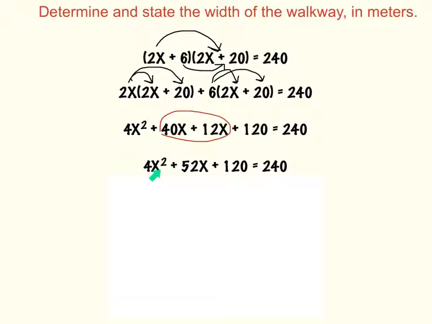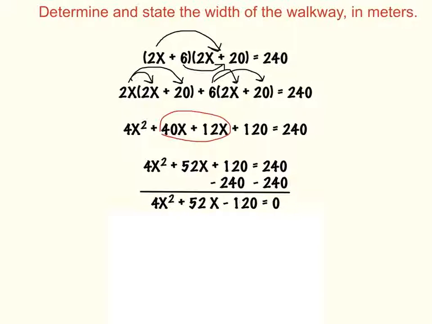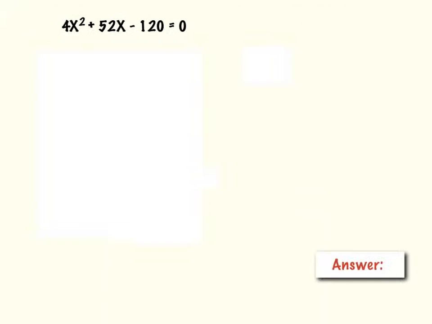Because of the x squared term and the x, we have a quadratic equation in which we have to make it equal to 0 so that we can factor and solve it. As a result, in order to make it equal to 0, we have to subtract the 240 on both sides. After subtracting the 240 on both sides, we're left with 4x squared plus 52x minus 120 equals 0.